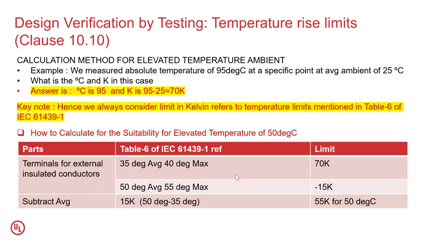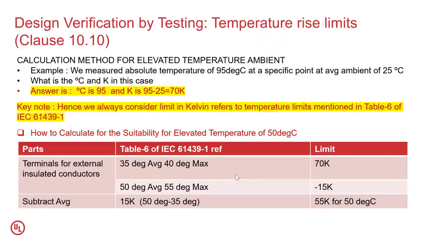So here is a small example I'm going to show. Assume that from table 6, for terminals for external insulated conductors, the limit is given as 70 K. Okay, that means 70 K refers to 35 degree average, 40 degree maximum. Clear? What you want to calculate is 50 degree average, 55 degree maximum. So I mentioned to subtract 15 K.